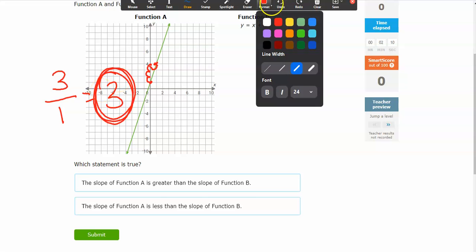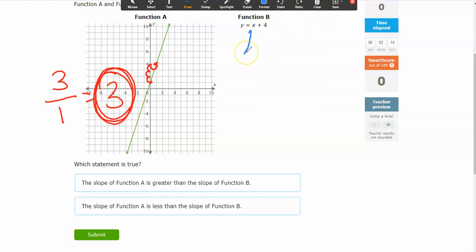Now let's go over here and look at our equation. The equation has a slope number as the coefficient of x. And if you don't see the number, it's an invisible 1. So the slope of function a is 3, but the slope of function b is 1.